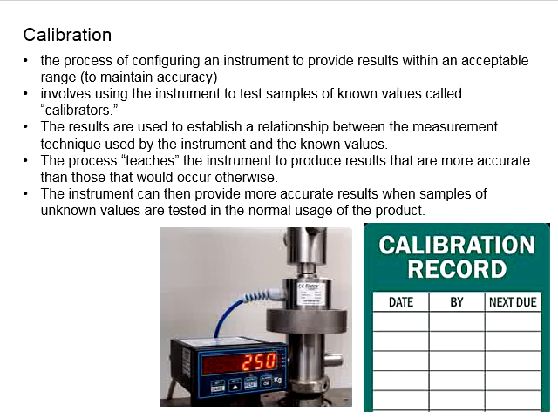Calibration is the process of configuring an instrument to provide results within an acceptable range in order to maintain accuracy. It involves using the instruments to test samples of known value, known as the calibrators, and the results are used to establish a relationship between the measurement technique used by the instruments and the known value. This process teaches the instruments to produce results that are more accurate than those that would occur otherwise. The instruments can then provide more accurate results when samples of unknown values are tested in the normal usage of the product.